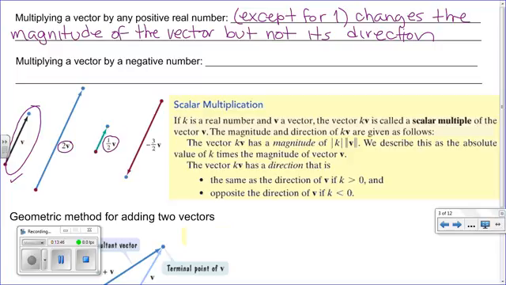Now, when you multiply a vector by a negative number, it could not only change the magnitude, but it will also change the direction. So it's going to go in the opposite direction. You can see the original is going up, and this one will go down. So the definition we need there is: multiplying a vector by a negative number reverses the direction of the vector.